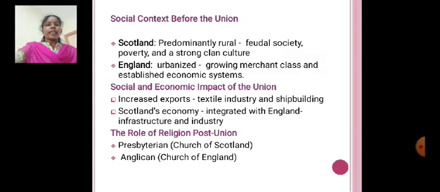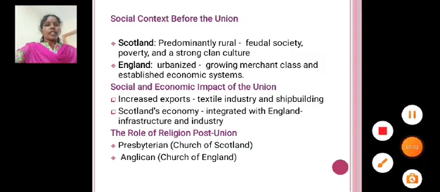Next, social and economic impact of the Union. After the Union, Scotland's economy became more integrated with England, boosting exports in industries like textiles and shipbuilding. The Union also improved infrastructure and industry in England and Scotland. The role of religion post Union. In terms of religion, Scotland remained predominantly Presbyterian, the Church of Scotland, while England was Anglican, the Church of England. The union thus had significant social, economic and religious impact on both nations.